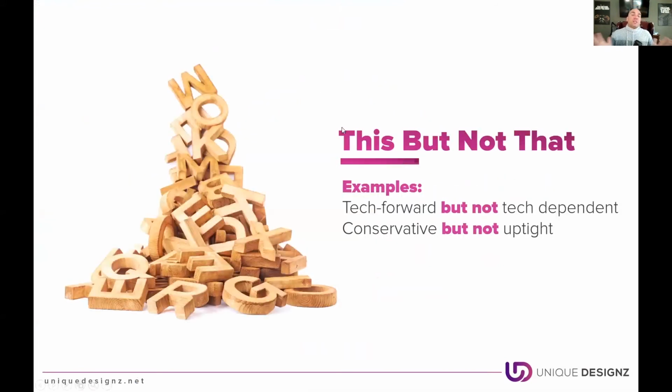And then here's an exercise that I really like to play with my clients when I'm walking them through this. It's the this, but not that exercise. So what I want you to do is take out a sheet of paper, or a Google Doc, I don't care, and write down what you think your brand attributes are, but are not. So look at the examples here. Tech forward, but not tech dependent. Conservative, but not uptight, right?